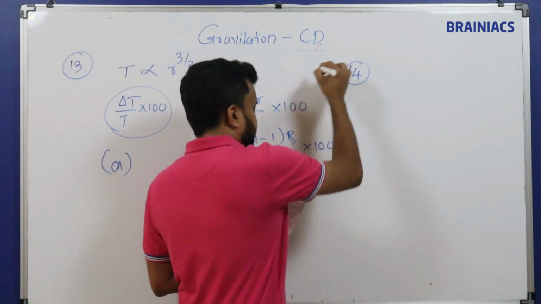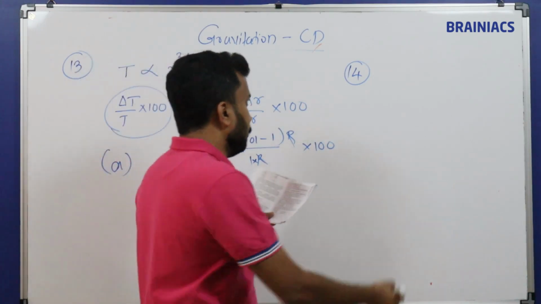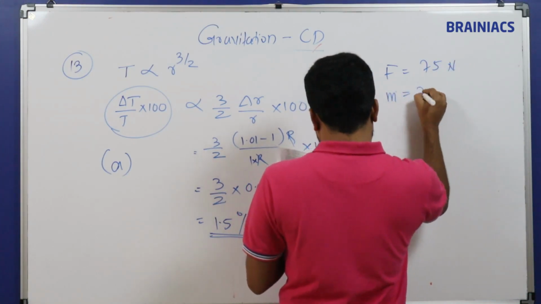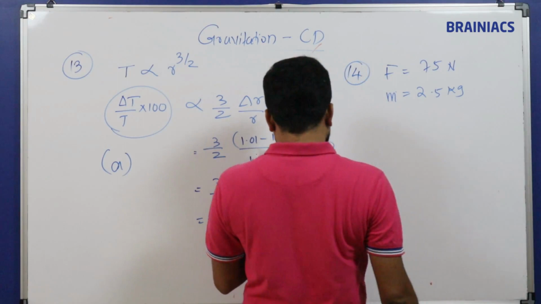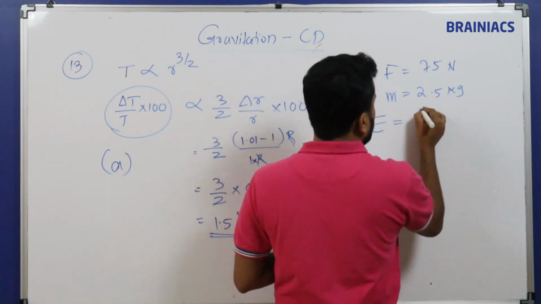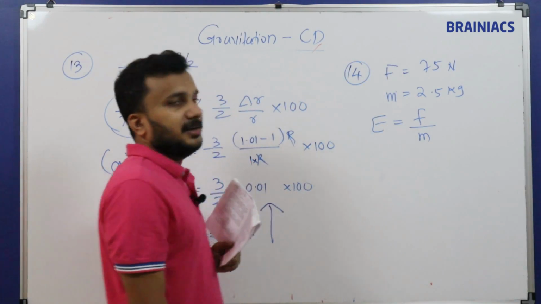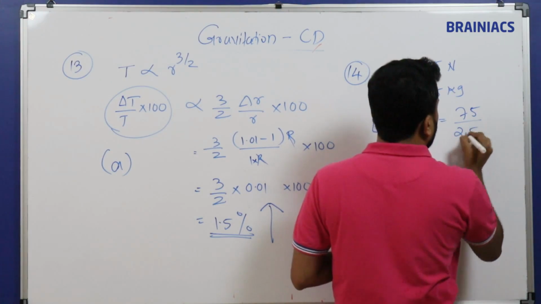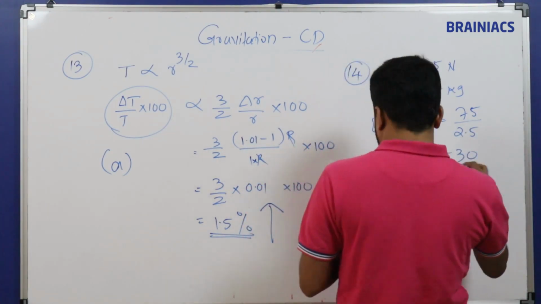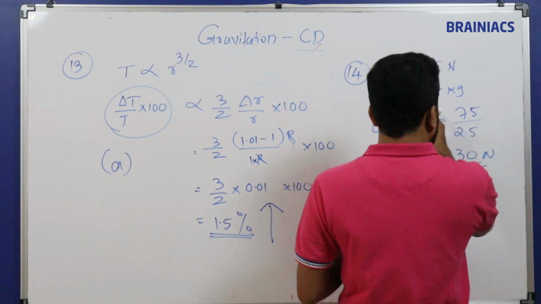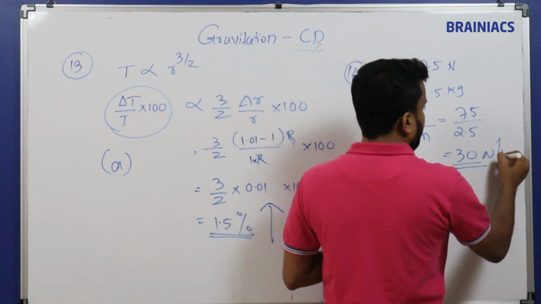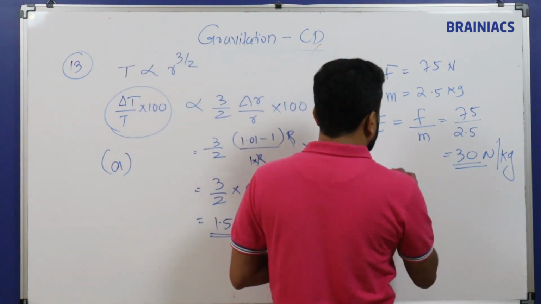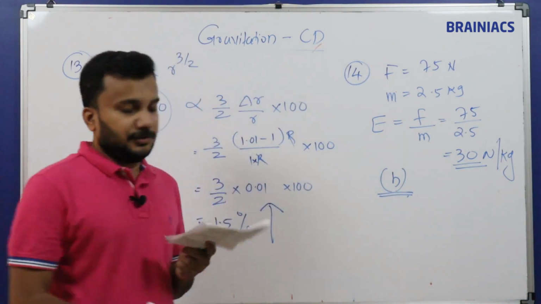Move to the 14th question. A force of 75 Newton, F equal to 75 Newton, acts on a body of mass equal to 2.5 kilogram. The intensity of gravitational field, we told E is equal to F by M. We already discussed this one, right? E is equal to F by M. F is equal to 75, mass is 2.5. So the answer becomes 30. Force in the unit Newton, mass in the unit kilogram, so 30 Newton per kg. So option B is the right answer for the 14th question.